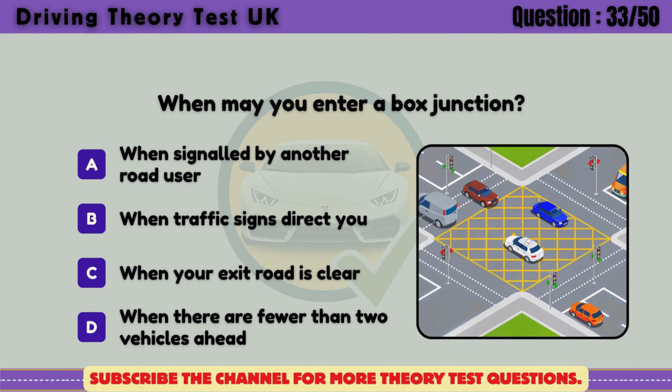Question 33. When may you enter a box junction? Option A. When signaled by another road user. B. When traffic signs direct you. C. When your exit road is clear. D. When there are fewer than 2 vehicles ahead.